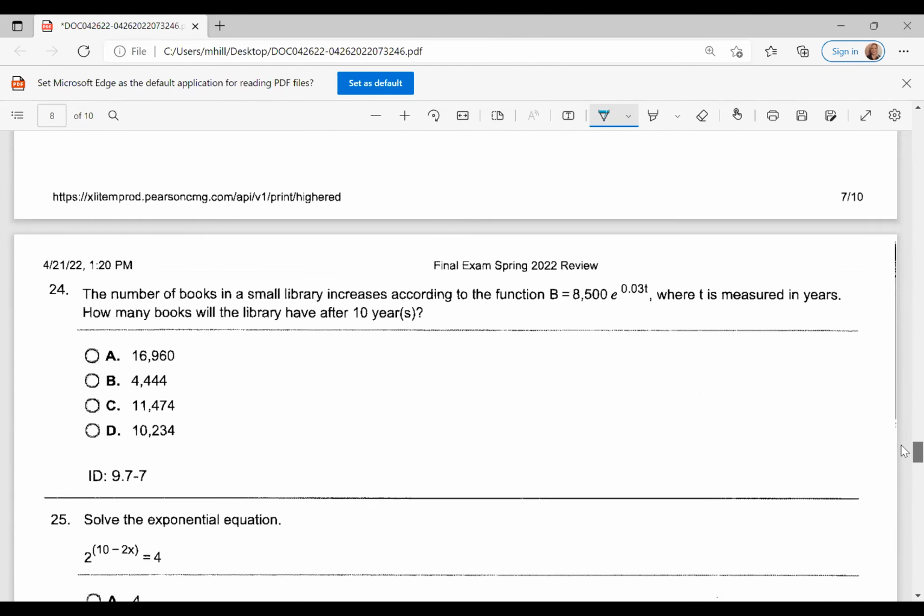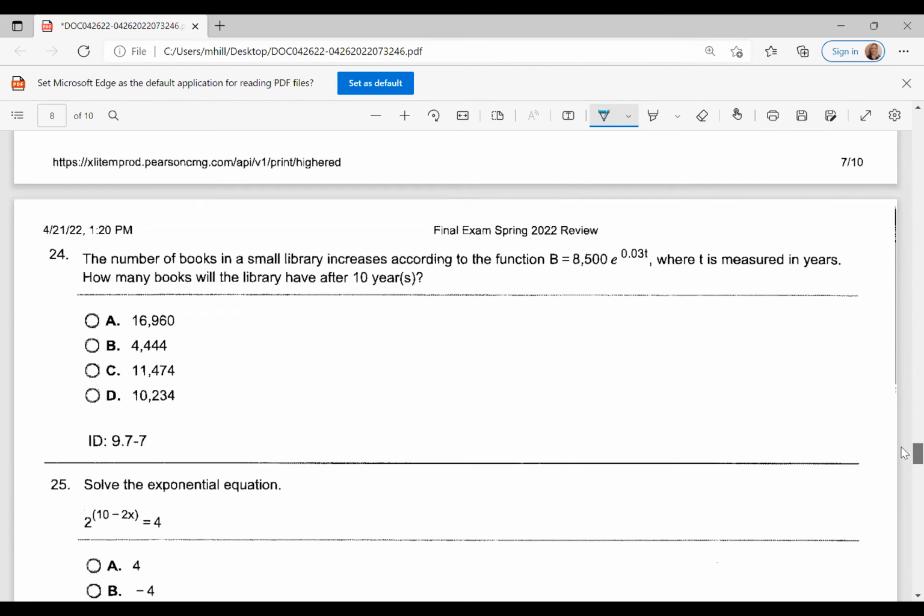Okay, number 24. The last two problems. The number of books in a small library increases according to this function. Here we've got this pretty function here. T is measured in years. It says how many books will the library have after 10 years. So basically on this problem, it's got 8,500 times e to the 0.03t, and you're supposed to plug in 10 because it's after 10 years. Plugging in 10 for t.